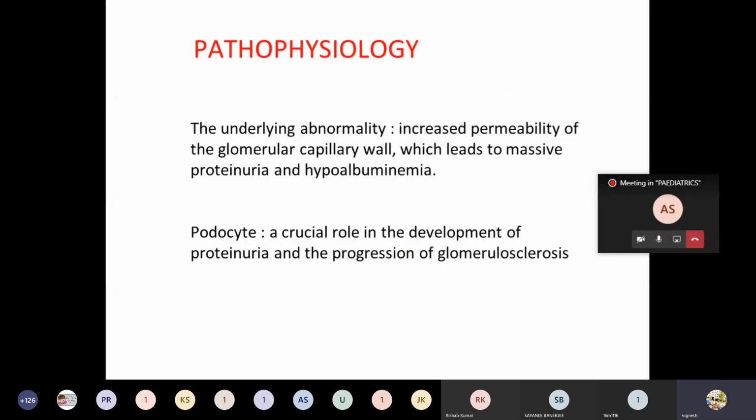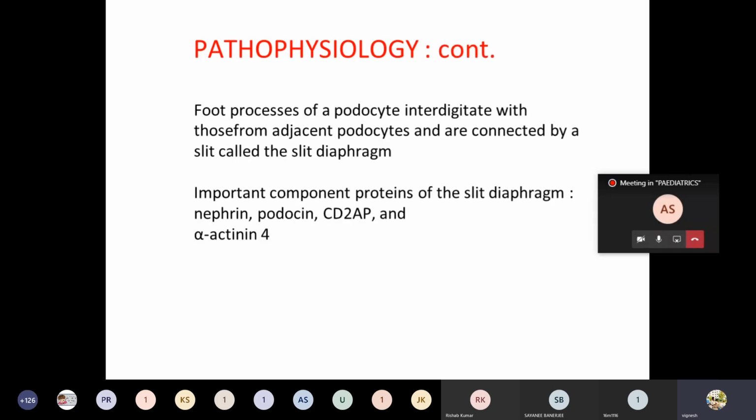So what is going to happen? What abnormality is going to take place? Here the increased permeability of the glomerular capillary wall will lead to massive proteinuria, which is going to lead to hypoalbuminemia. Once the permeability increases for albumin, the protein will be lost in the urine. And what is the role of podocyte? I already told you, podocyte plays a crucial role in the development of proteinuria, meaning the protein will be lost in the urine, which later causes glomerulosclerosis gradually as it progresses.